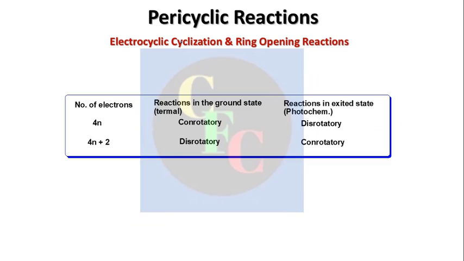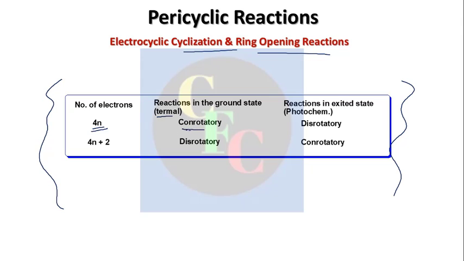Now you can summarize the Woodward-Hoffmann rules for electrocyclic reactions, right? These are the Woodward-Hoffmann rules in tabulated form for electrocyclic cyclization as well as ring opening. Suppose it is a 4n pi electron system, that means our 1,3-butadiene 4 pi electron system, right, where n is 1, 2, 3, 4, right? If it is so, then in thermal condition the HOMO will be asymmetric and conrotation will give the product, right? And in the photochemical, the HOMO will be symmetric and disrotation will give the product.